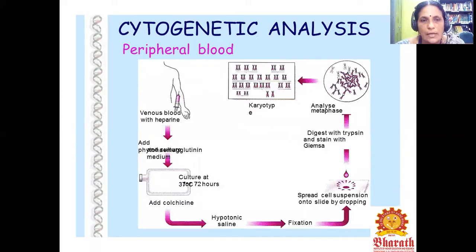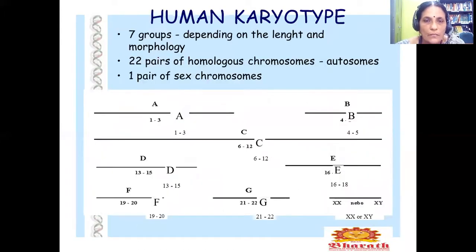So how to do this? I take the peripheral blood, then add it to the culture medium for 72 hours, add colchicine and put in hypotonic saline fixation, spread the cell suspension onto a slide by dropping, digest with trypsin and stain with Giemsa. Analyzing the metaphase, we can get the karyotype, the human karyotype.